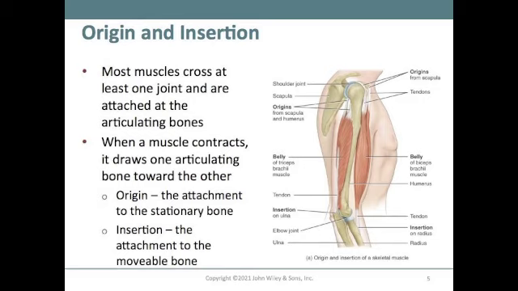Insertion, on the other hand, is the attachment to the movable bone. Where the biceps attach to the radius, we have what we call an insertion. So keep that straight. What's the difference between an origin and an insertion? A great quiz or exam question. And also keep in mind that the muscles are attached to bones with what we call tendons. And you can see a tendon here, and you can see tendons here.